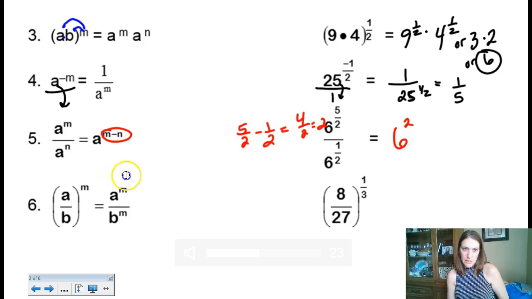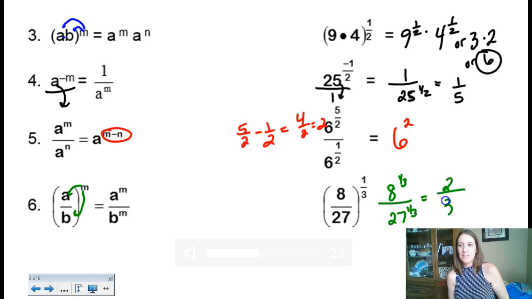And then this quotient property says that you could distribute the exponent to both of the bases in the numerator and in the denominator. So in our example here, this would become 8 to the 1/3 power over 27 to the 1/3 power. And remember, 1/3, just like 1/2 meant square root, 1/3 is going to mean cube root, which we're going to actually learn in the follow-up to this lesson. So the cube root of 8 is 2. We have a chart for this. And the cube root of 27 is 3.